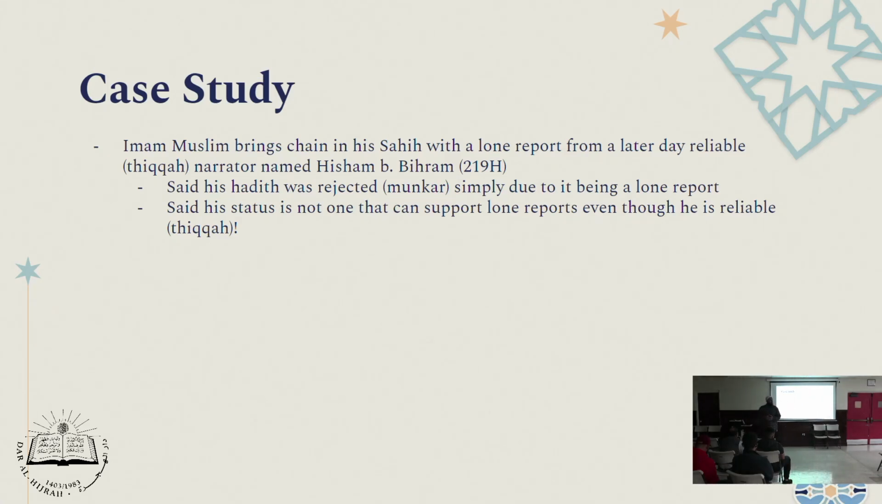Because even reliable narrators, we said that they're a spectrum. You have some that are ahfad, some that are awra, some that are stronger, some that are more religious, and some that are adbat, that are more precise. And because you have that spectrum, where do you think this narrator stands? He's probably on the lower end of the thiqah spectrum, the lower end of the reliable spectrum.